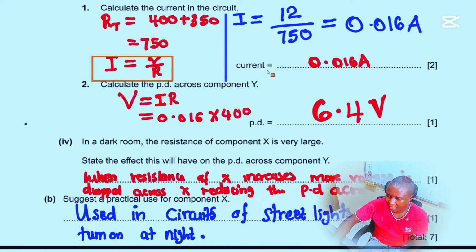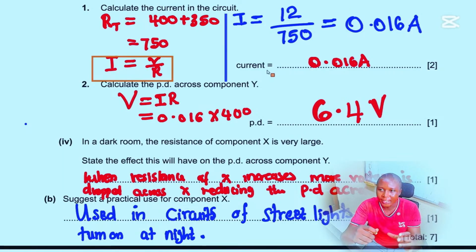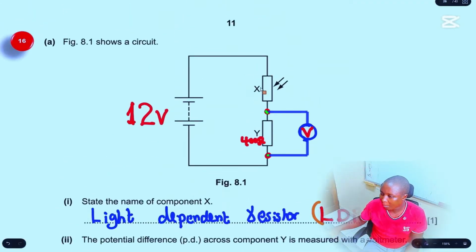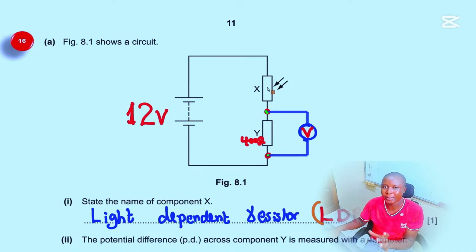In a dark room, the resistance of component X is very large. We need to appreciate the fact that the resistance of a light dependent resistor increases when light decreases. So if you take this circuit in a dark room, the resistance of the light dependent resistor is going to increase massively. When that happens, if the resistance of this component increases, there will be a larger potential drop in this particular section.